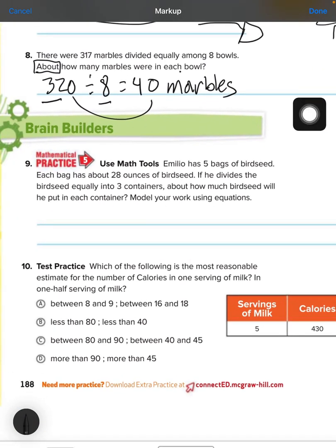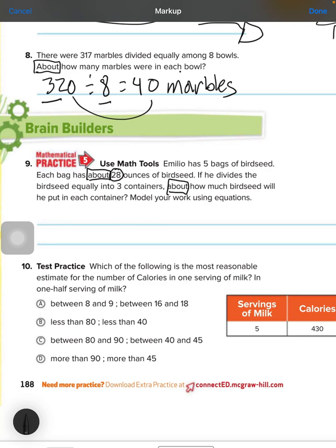All right, a birdseed question. Emilio has 5 bags of birdseed. Each bag has about 28 ounces of birdseed. If he divides the birdseed equally into 3 containers, about how much birdseed will he put in each container? Model your work. Now remember, this could be a crazy question, but you are estimating.